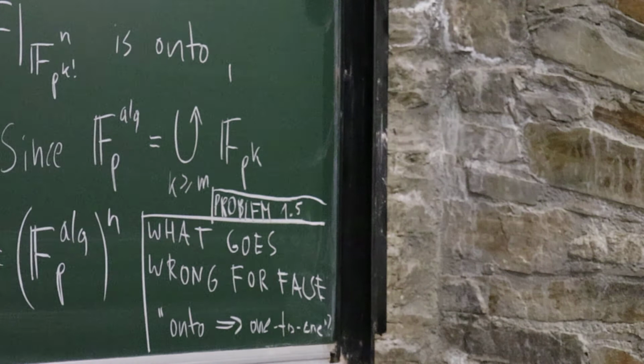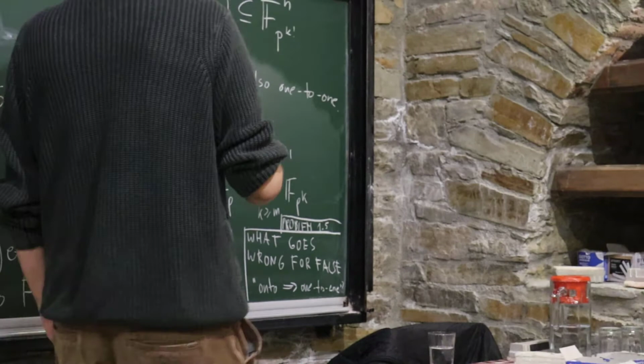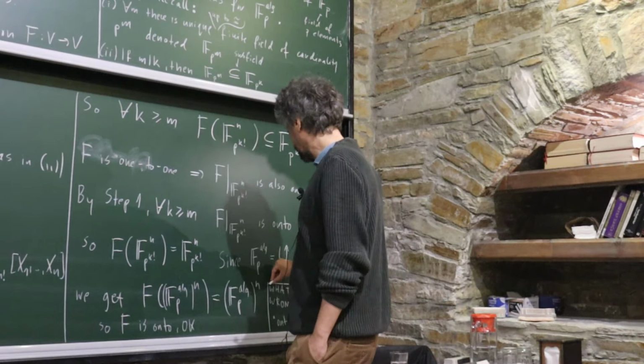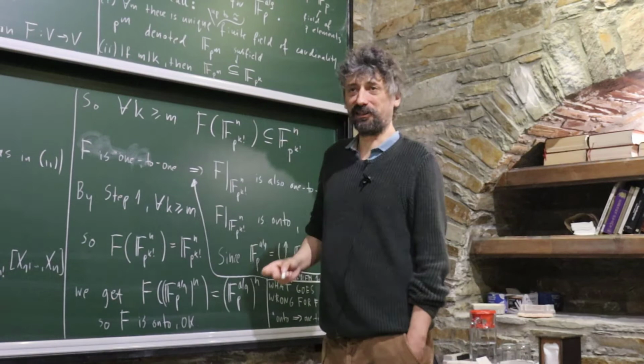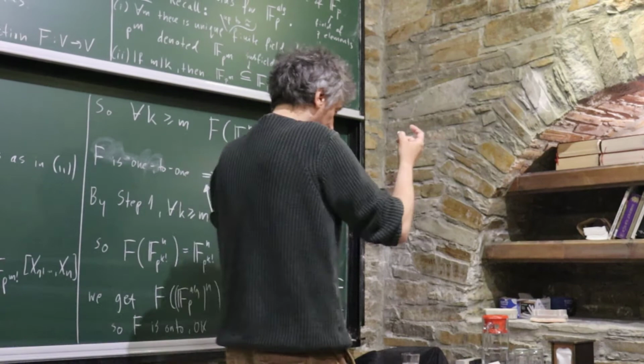So what is wrong? If it's not on the algebraic closure, it doesn't mean it's on. One to one goes to smaller things, but onto-ness does not. Okay, so the answer is this. This implication would not be true, this is how the other thing breaks, that we cannot lift this other implication to the union.